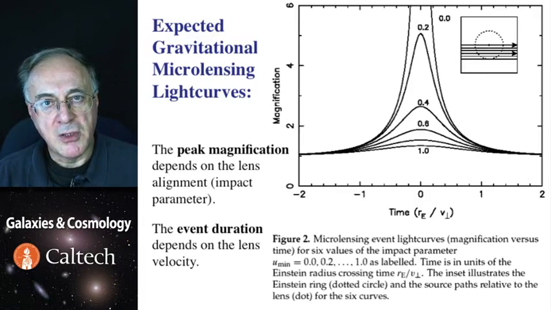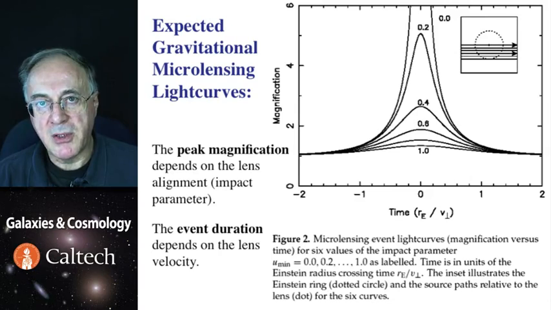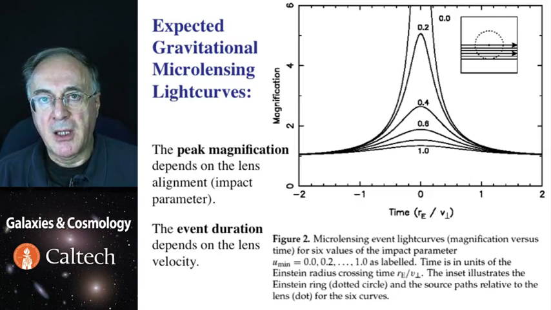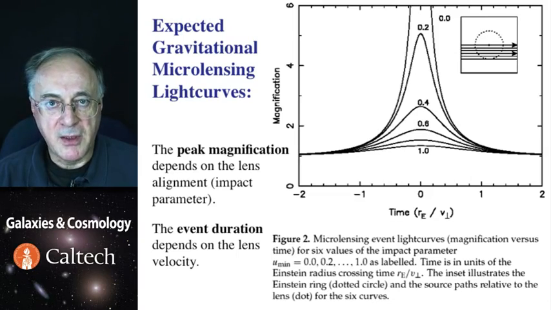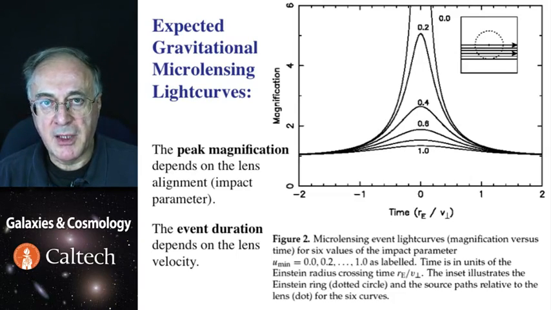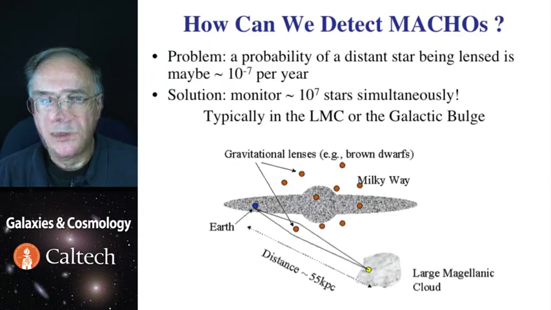The peak magnification will depend on how well aligned the passage is. The closer, the better, of course. And how long the event lasts will depend on the velocity of the lens relative to the line of sight. Faster moving ones will cause shorter events, obviously. In order to make this practical, one had to monitor many millions of stars.